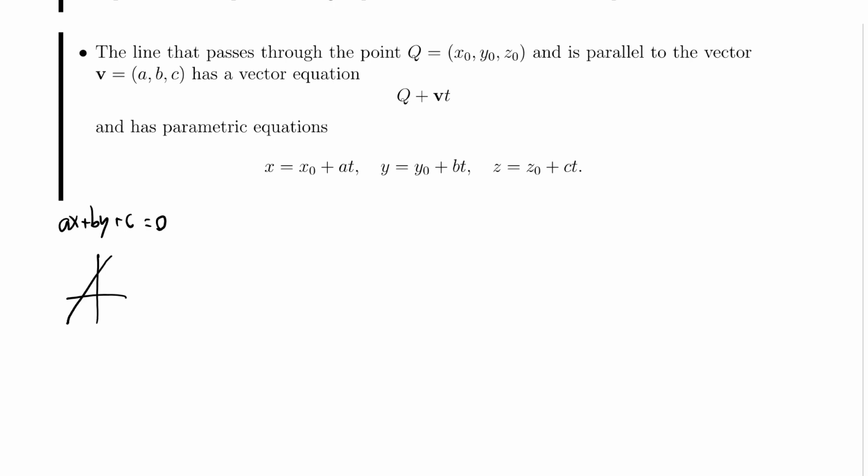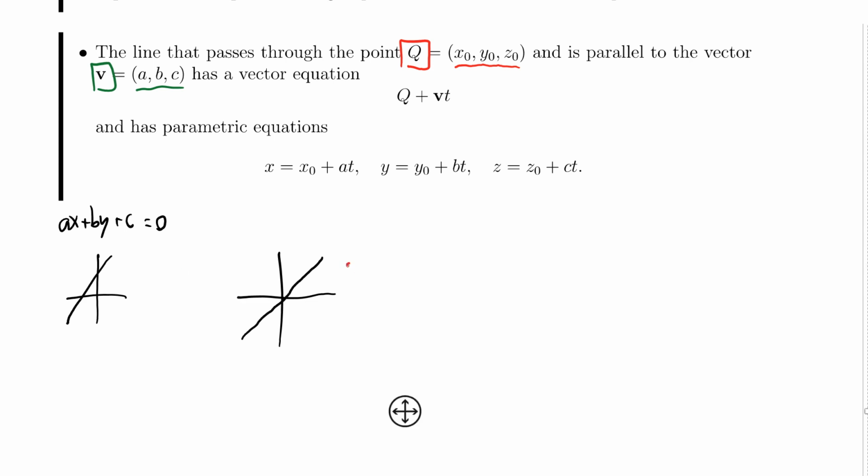So let me start off in 3 dimensions. Let's say I have this point Q. The coordinate of this point is going to be x0, y0, z0. And I want a line that passes through this point Q and is parallel to the vector v, whose coordinate is (a, b, c). So if I were to draw some kind of picture, I have a 3D axis.